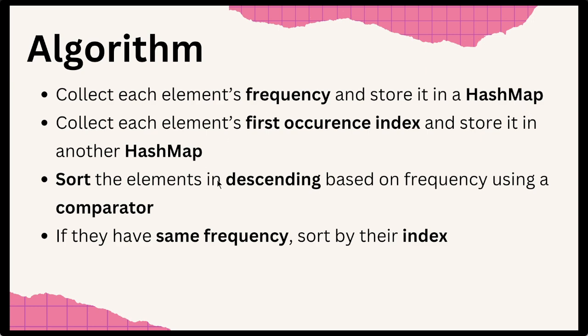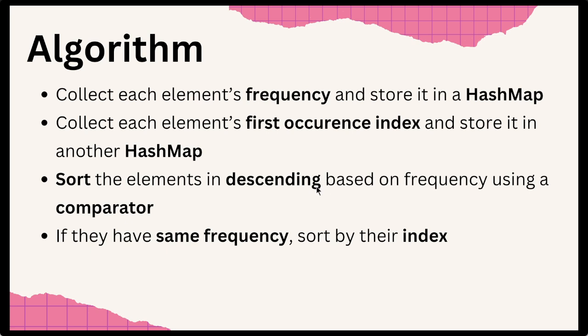The other hash map will store the element and its first occurrence index. The key is going to be the element and the value is going to be the first occurrence index. Okay, I'll tell you why we take the first occurrence index. After we have stored it in the hash map, we are going to use it, because in order to sort by frequency, we need the frequency that we have stored in the hash map. I will explain the comparator and how to populate the hash map, everything.